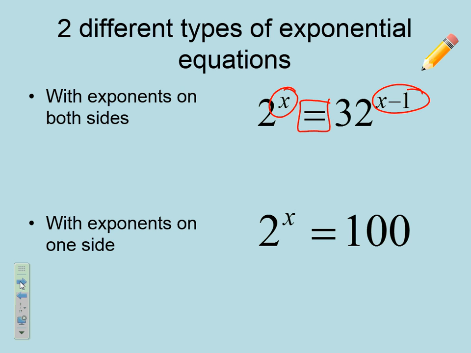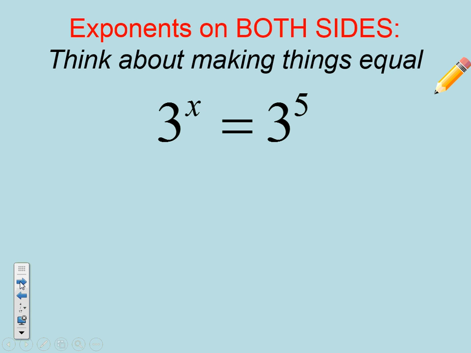And then there are also equations where you have exponents, but only on one side, like this one right here. An exponent on one side versus an exponent on two sides. The way we solve each of these is a little bit different. When you have exponents on two sides, you do something different than if you have exponents on one side. So let's start with exponents on both sides. Write this heading into your notes.